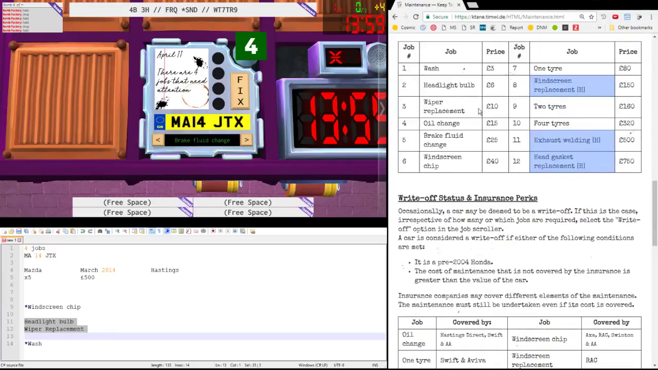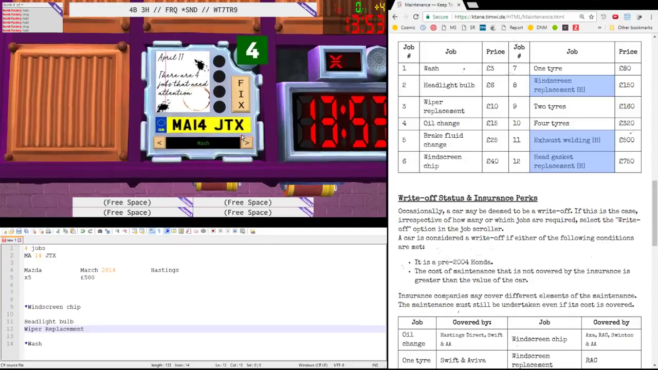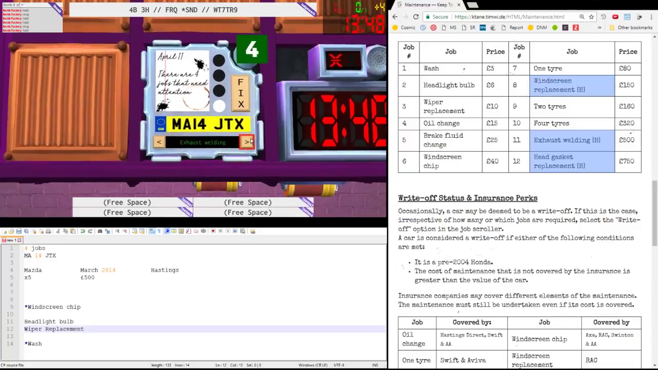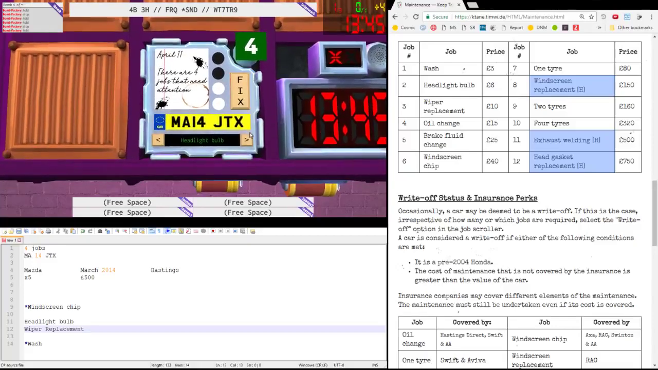Headlight bulb was 6, wiper replacement 10. So this is my order. This is what I'm going to tell him to punch in. Windscreen chip, headlight bulb, wiper replacement. And I'm talking, so it's a little hard to hear, but there are some interesting sounds to this one.